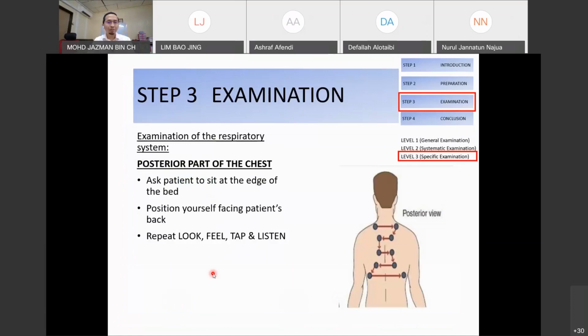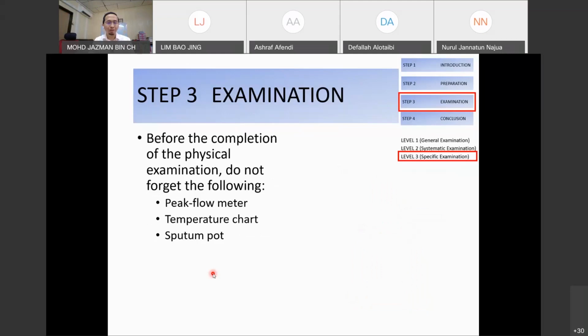Okay. So examination of the posterior part of the chest is similar to the anterior part of the chest. So you ask the patient to sit at the edge of the bed. You put yourself perpendicular to the patient's back. Okay. So you repeat all the steps like the anterior chest examination: look, feel, tap, and listen. Alright. So I won't go further for the posterior chest wall examination.